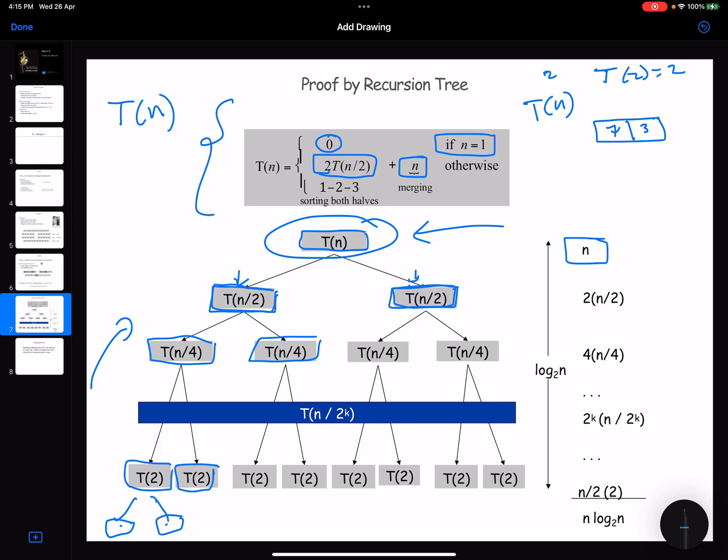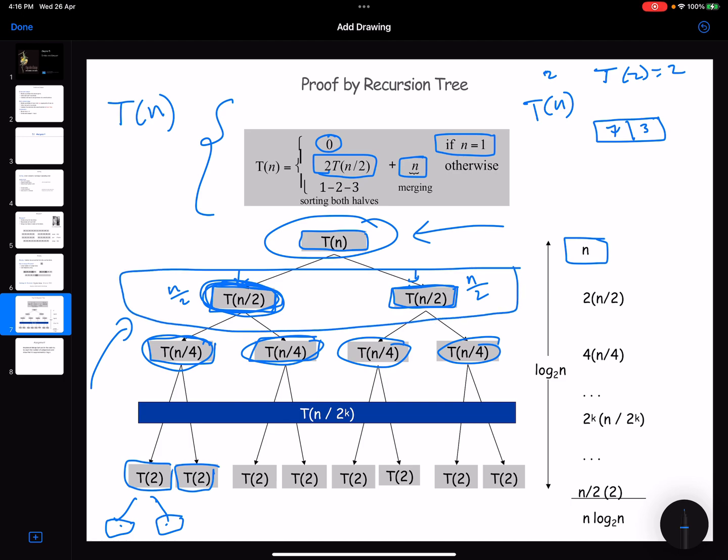Okay. To get this array, how much do we need? We need n over 2 for the merge operation because we want to merge this and this, right? And to get this array, we need n over 2 operations because we want to merge this and this. So in total, for this level, we will get 2 times n over 2 merge operations or comparisons. So this is also n, right? 2 multiplied by n over 2 is also n.